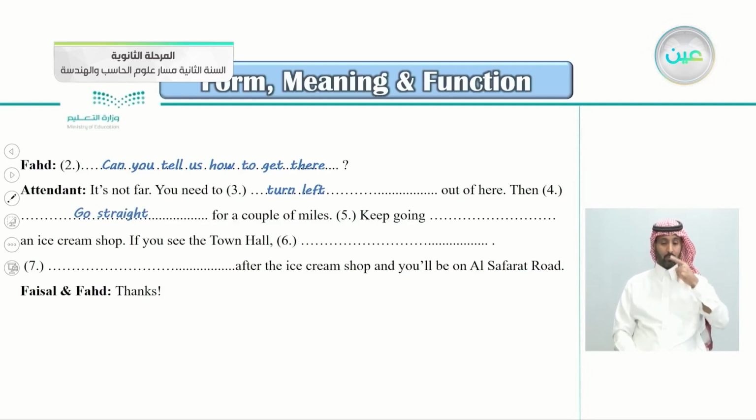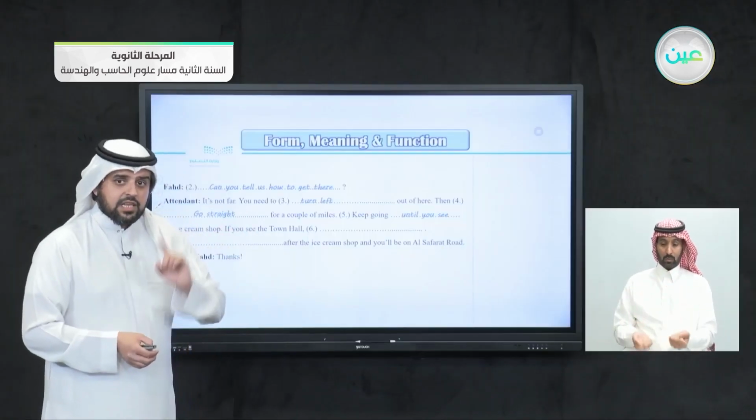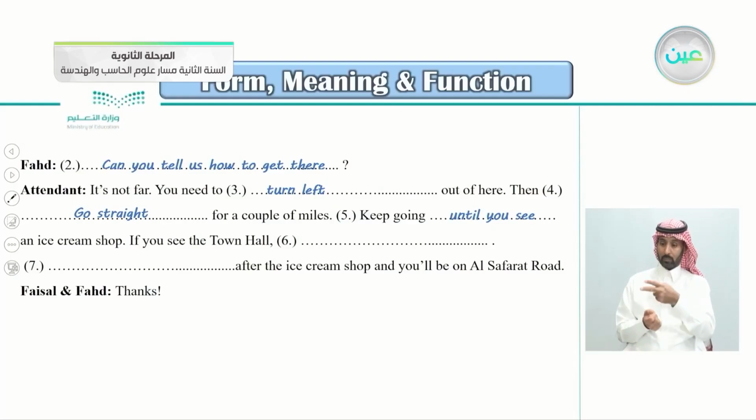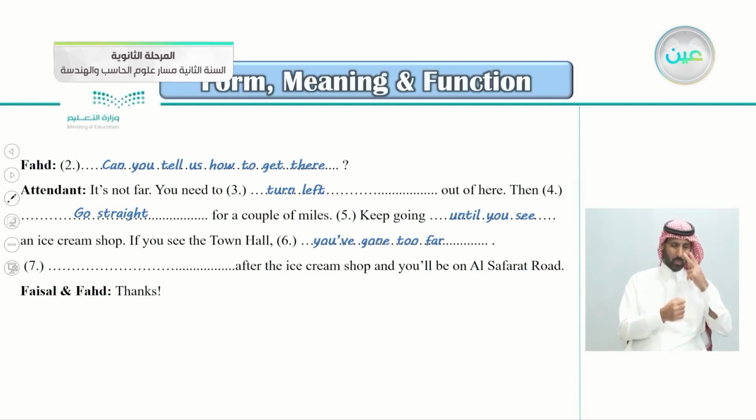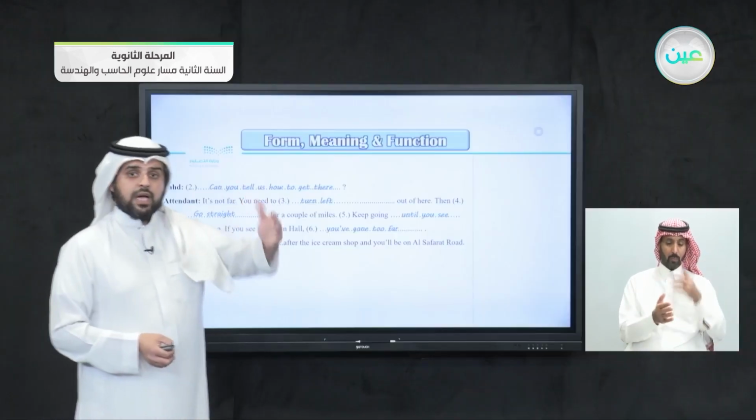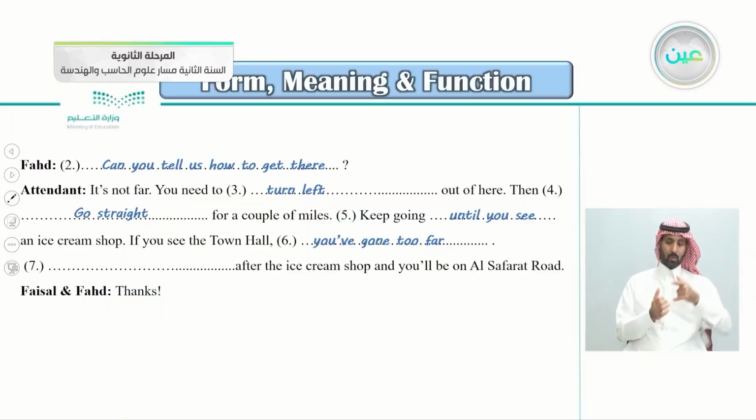Keep going. Number five, an ice cream shop. So number five is, yes, until you see. So keep going straight until you see an ice cream shop. If you see the town hall, number six is what? You've gone too far. If you see the town hall, you've gone too far. You have to, of course, get back.